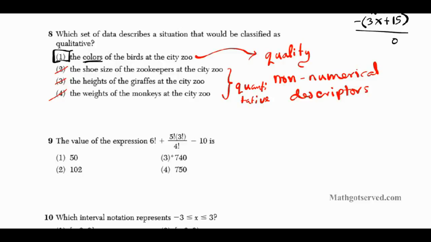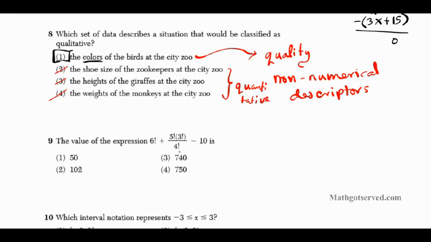Answer is option 1. Okay, now number 9, we are asked to find the value of the expression 6 factorial plus 5 factorial times 3 factorial over 4 factorial minus 10. We can do this by hand, or we can put this in a calculator. I think this is a good assessment of how good we are at grouping expressions in our calculators.